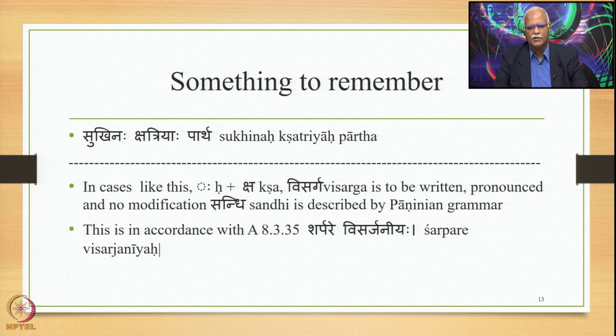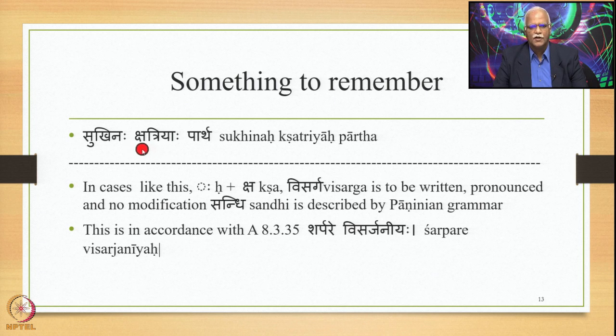There is something to remember as a parting note. We have examples like sukhinaḥ kṣatriyāḥ pārtha, second chapter, 32nd verse. In cases like this, where you have visarga plus ksh, the visarga is to be written and pronounced, and no modification or sandhi is described by Paninian grammar. Because remember, ksh is made up of k and sh.